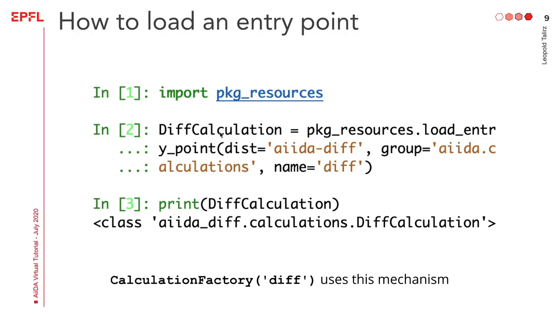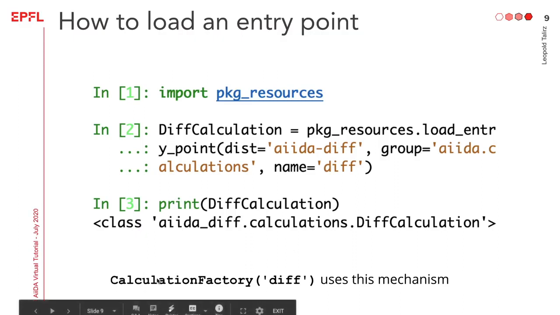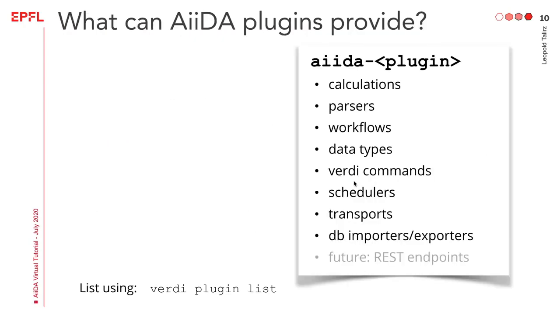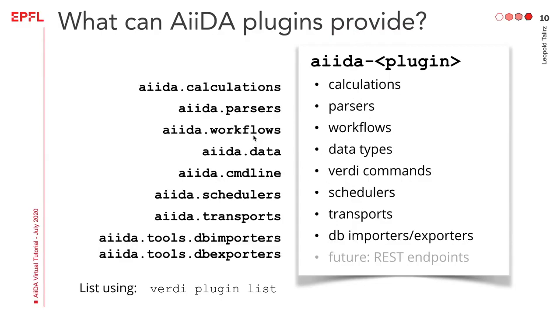And so we've stored this inside the diff calculation here, and if you print it, you will see that you get the actual class definition back. So this is, for example, what the calculation factory of AiiDA does behind the hood. And so what can AiiDA plugins provide? For each of these plugin types that I mentioned before, there are corresponding entry point groups defined by AiiDA Core. And so by placing entry point names inside these groups, you can add new calculations, new parsers, workflows, etc.